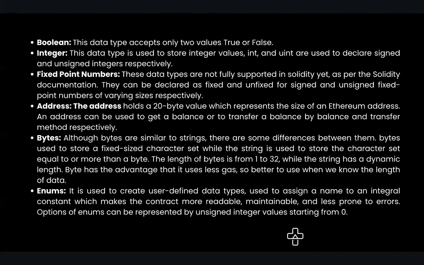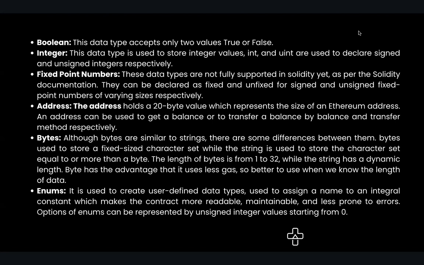Okay, speaking of data types, we have Boolean, depending on how you want to pronounce it. Boolean accepts only 2 values, and these values are true or false. Yeah, Boolean accepts just 2 values, either true or false.